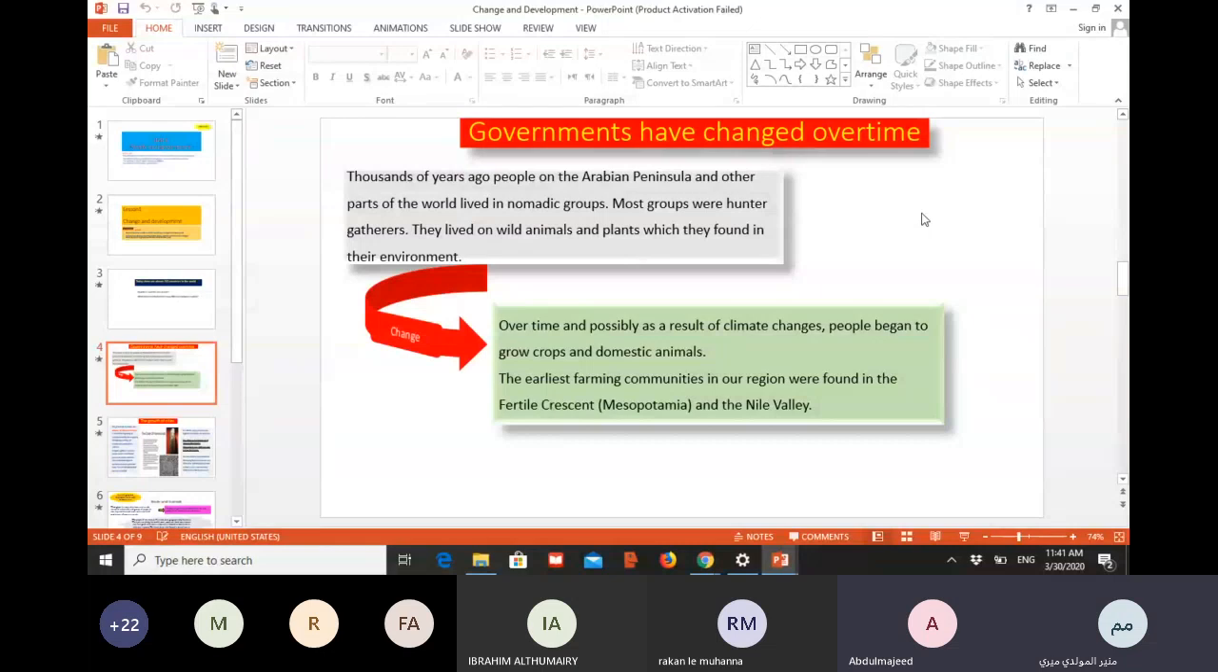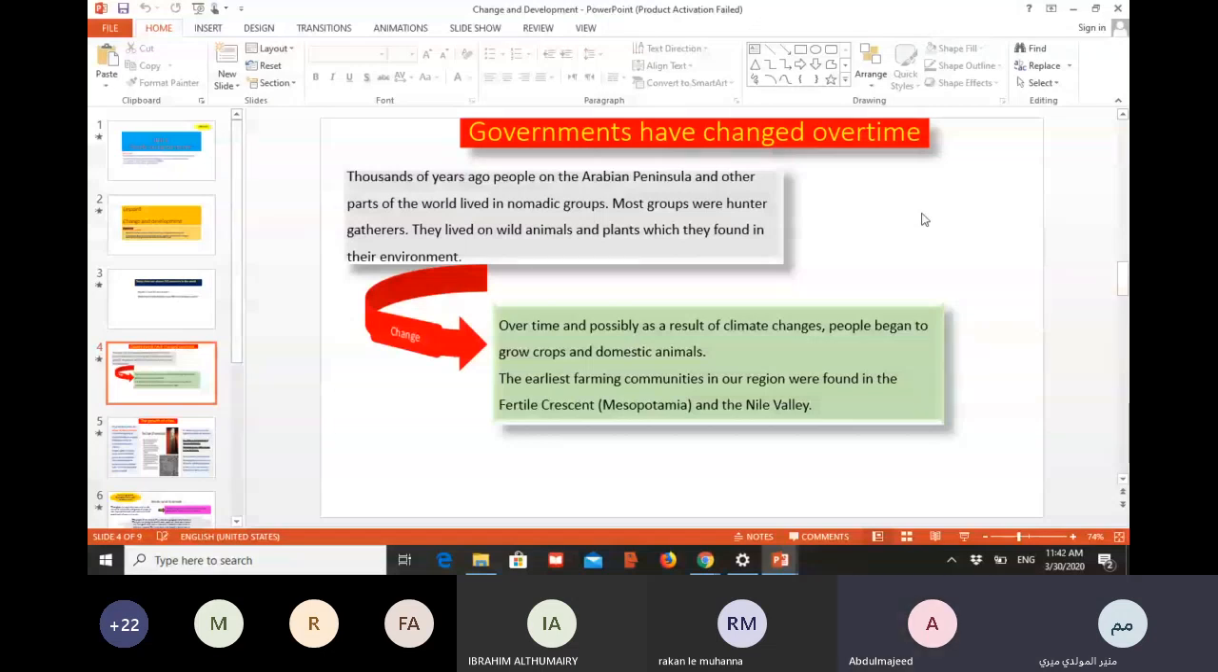Excellent. So it says over time and possibly as a result of climate changes, people began to grow crops. So in the past, they used to move from one place to another in search of food and water. But later on, because of the change of the climate, they settled themselves in certain areas and they started raising animals and growing crops. And where was the earliest farming community? In our region, of course.